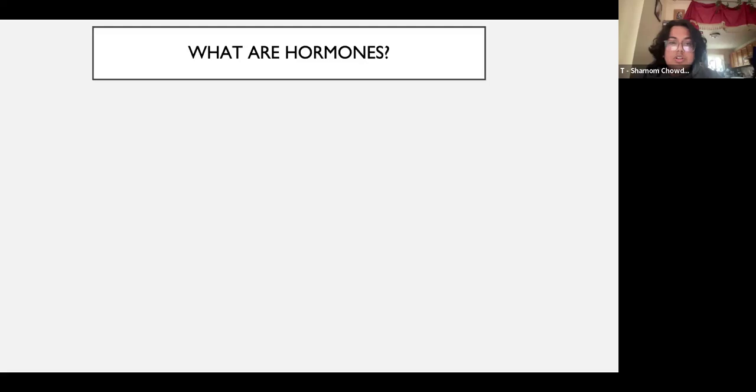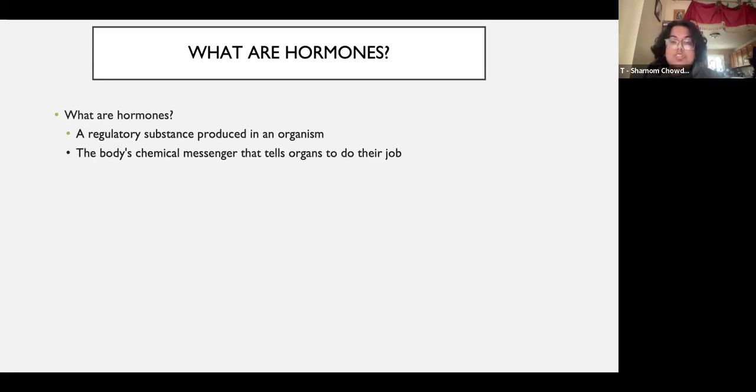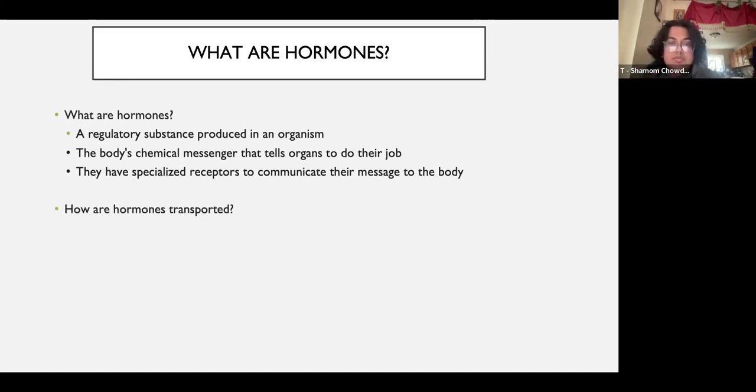So what is a hormone? Hormones are regulatory substances produced within organisms, and they're the chemical messengers that help tell other organs what to do. They have specialized receptors in order to communicate their message to the body. One thing that's important is that each hormone essentially has a specialized receptor that only that hormone can bind to. That's how our body makes sure that other hormones can't affect another body system.